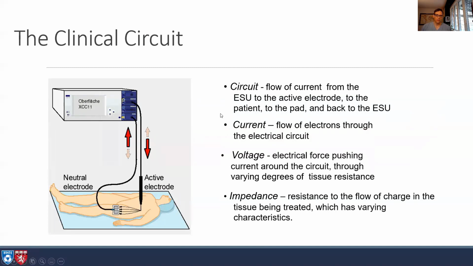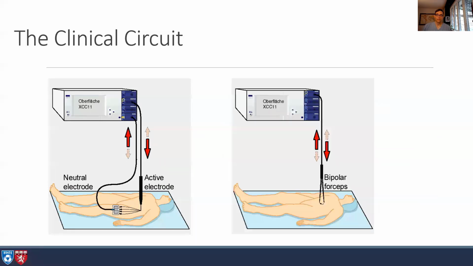And these terms are the same as we've already discussed. We have the circuit, and the current, electrons flowing through the system. Voltage is the electrical force pushing the current around the circuit through varying degrees of tissue resistance. And impedance is the resistance to the flow of charge, which is typically from the tissue being treated. These tissues have varying consistencies that we'll talk about that are important.